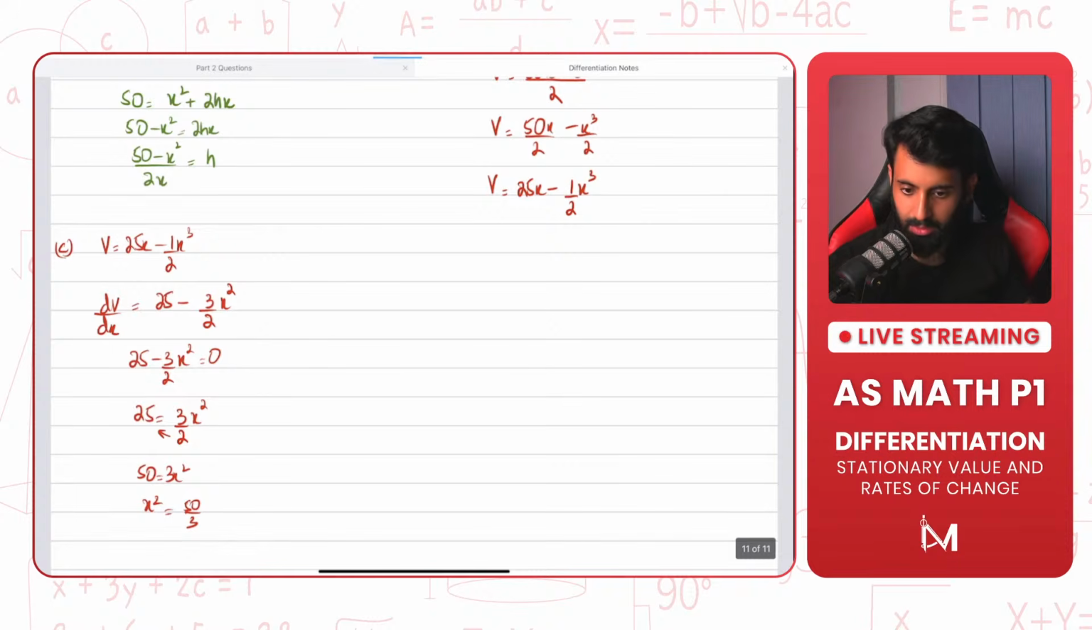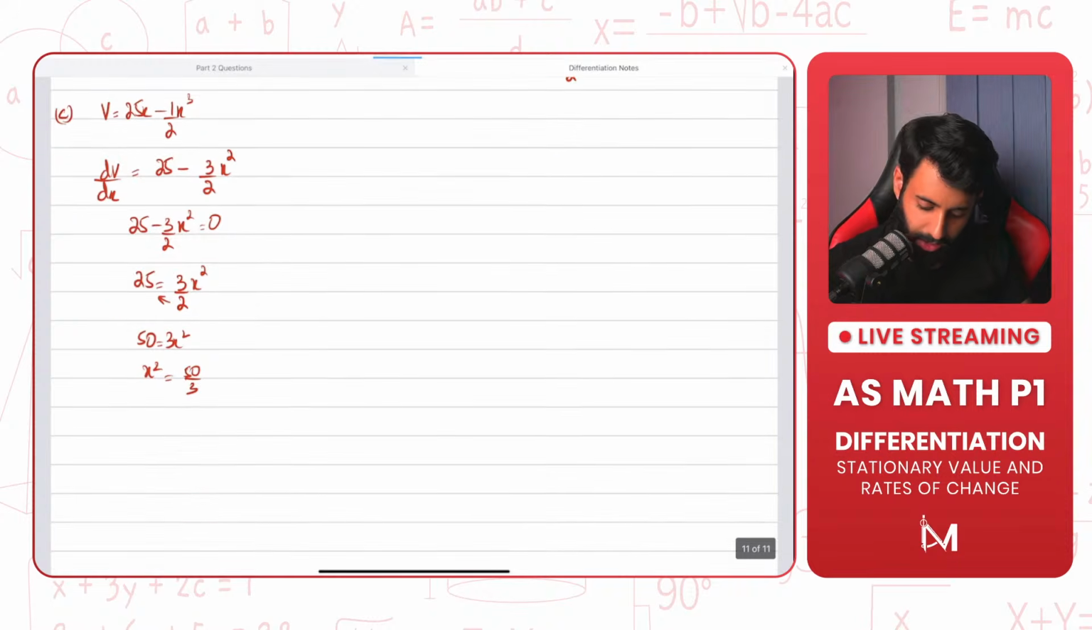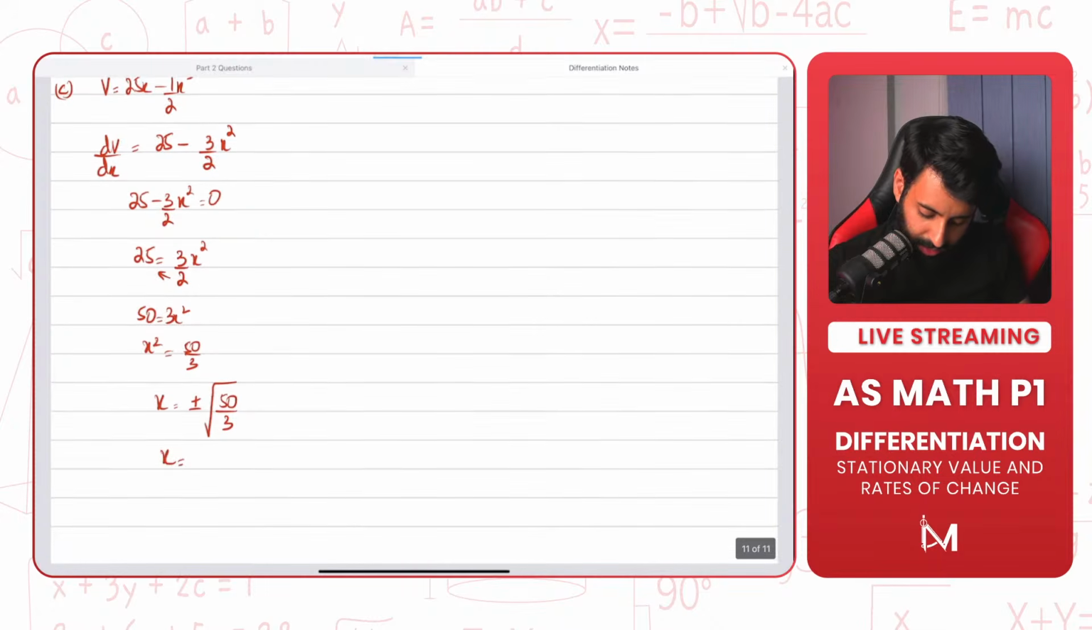And then you can solve it. Okay. And if you solve this, this is what you get. X is equal to plus minus root 50 upon 3, but because x is a form of length, it's going to be the positive square root only.